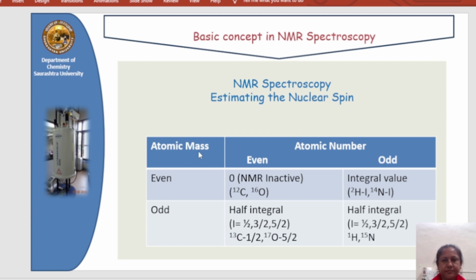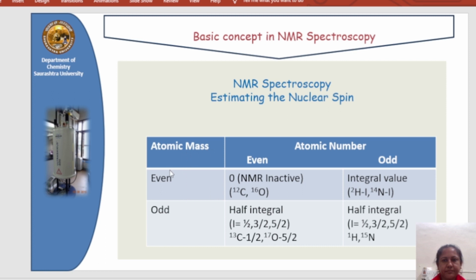Now we think about when the spin is 0, when it is half integer, or when it is full integer. Here you can see that we divided the periodic table into two classes on the basis of mass number. If the mass number is even, the atomic number is either even or odd. If the mass number is odd, we again classify by whether the atomic number is even or odd. First, what is atomic mass? Atomic mass is nothing but the summation of protons and neutrons.